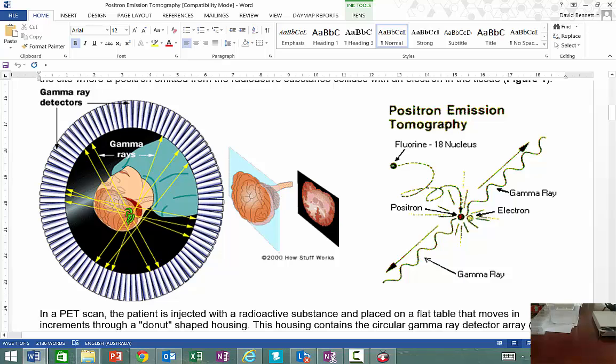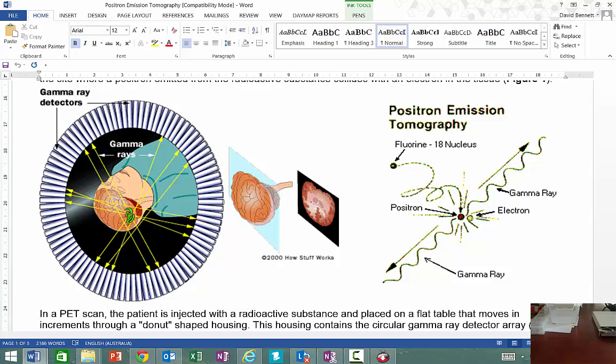Alright? Now the key concept is that if you inject this isotope, which is basically glucose, into the body, we know that cancer cells are quite aggressive in the way they grow, but also they consume lots of blood and they consume lots of energy. So they are going to consume more of that glucose than other cells in the body.